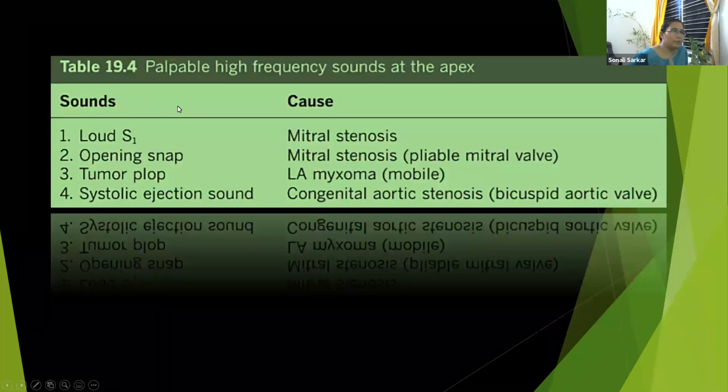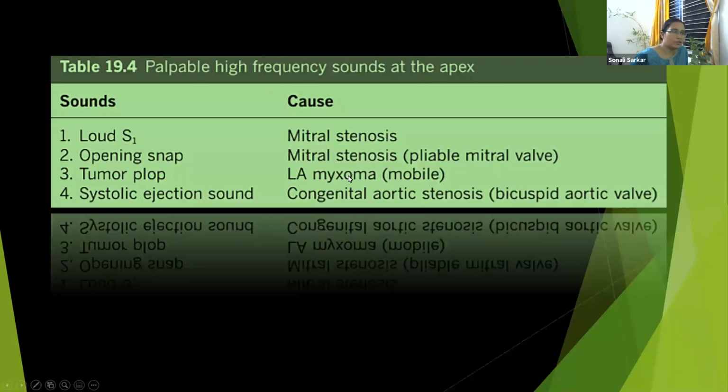So what are the palpable high frequency sounds at the apex? Loud S1 in mitral stenosis, opening snap of mitral stenosis. Okay, opening snap indicates that in mitral stenosis the valves are pliable and non-calcified. Tumor plop occurs in left atrial myxoma, or ejection click, which occurs in bicuspid aortic valve.